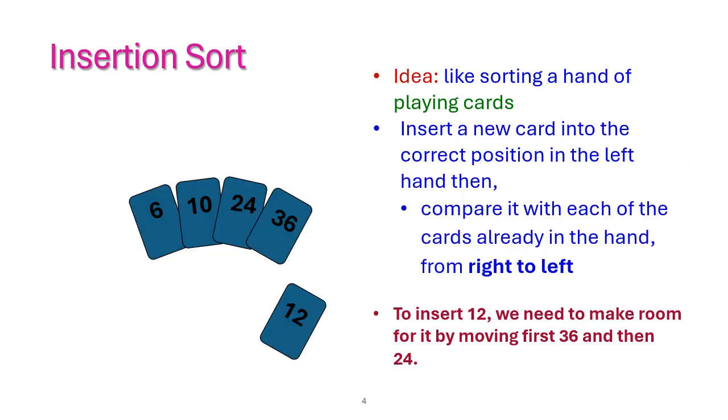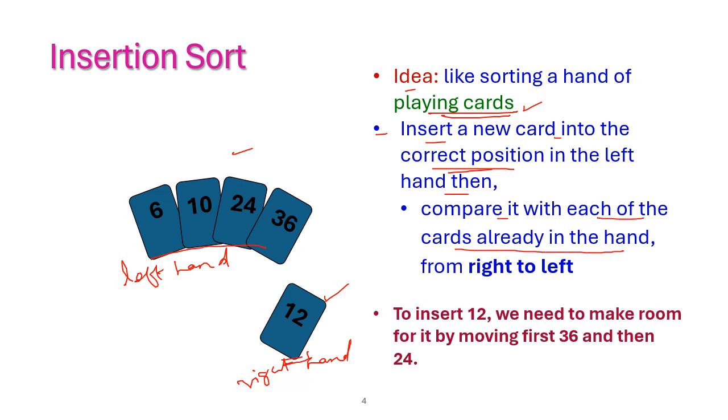The idea behind this insertion sort is playing cards. Now we have a set of cards in our left hand and we need to insert a new card which is in our right hand into this set of cards, in the correct position on the left hand side. Then how are we going to insert? First, compare this new card with each of the cards already in our hand from right to left. This is important, because we are inserting this card from the right hand, so we have to compare the values from right to left.